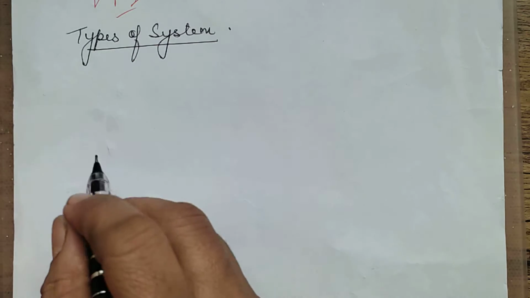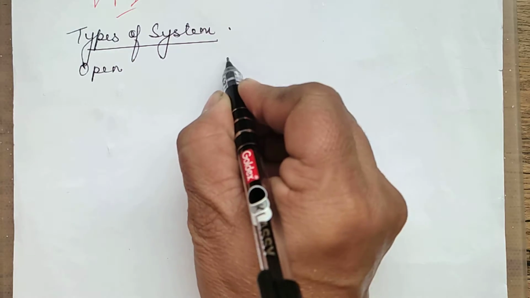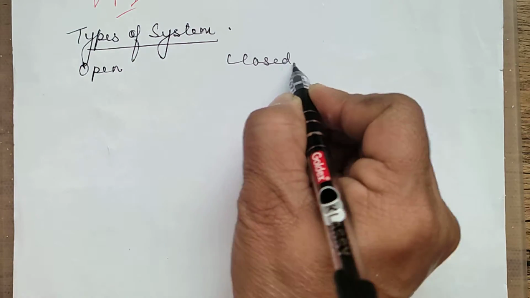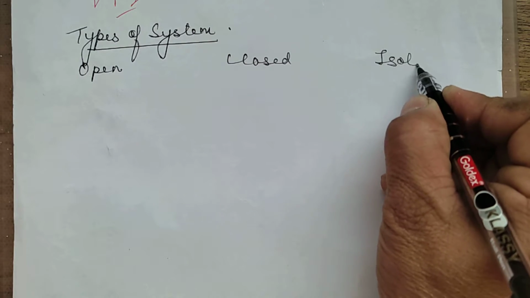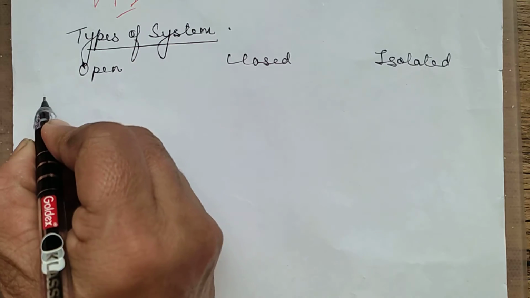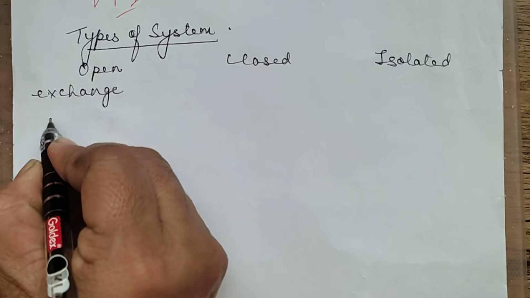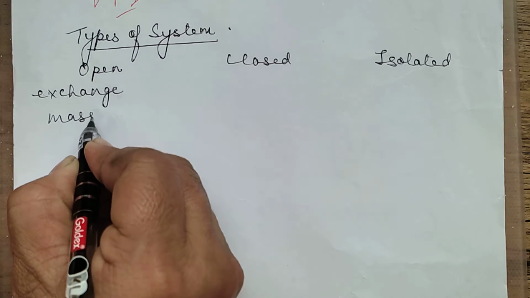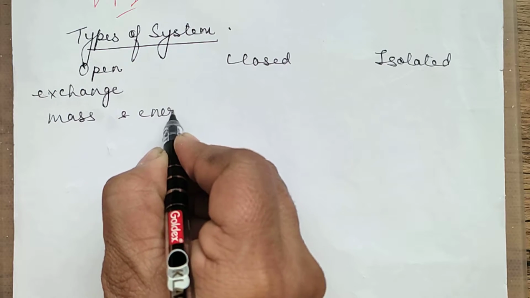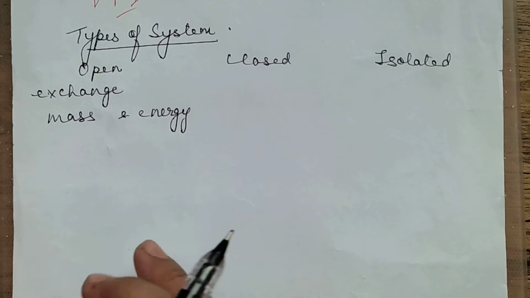Now let's move on to the next part, that is types of system. There are three types of system. One is the open system, the second is the closed system, and the third is the isolated system. Open system is that which can exchange both mass and energy with the surrounding. That system which can exchange both mass and energy with the surrounding is said to be the open system.